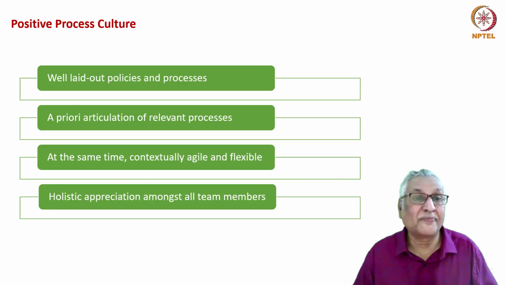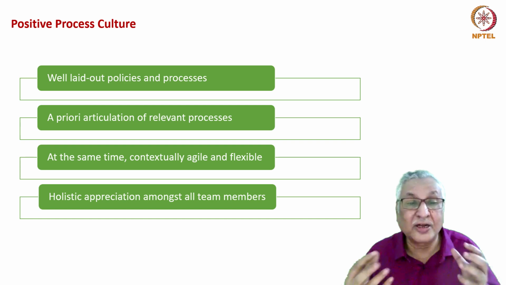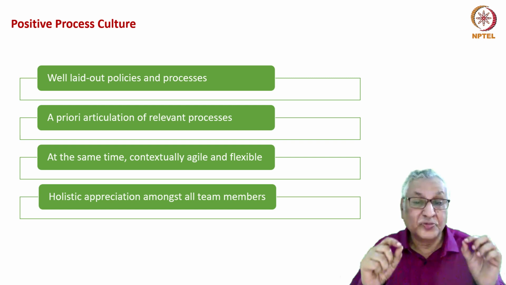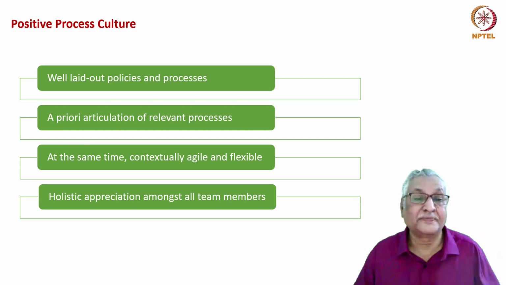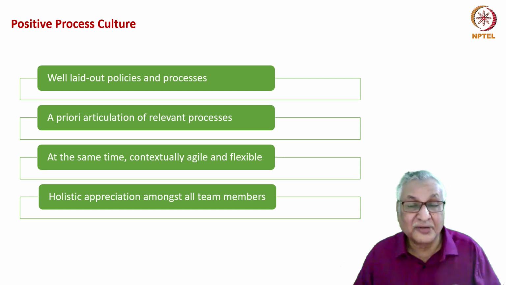Then processes are important. The way we conduct our business processes is also going to influence how the culture is perceived and how the culture is developed in an organization. We must have well laid out policies and processes. The relevant processes must be articulated a priori. When you make a particular change in, let's say, the distribution model, the processes that must be adopted in undertaking the change must be articulated a priori. That helps in positive process culture.